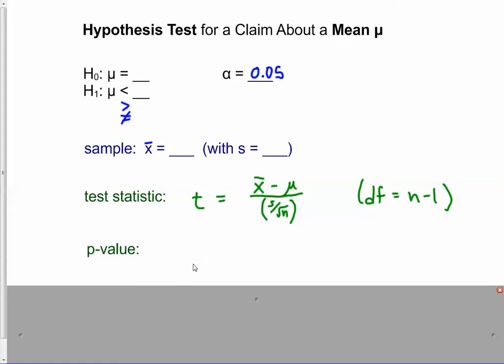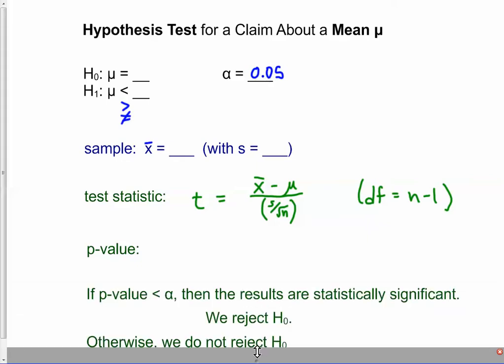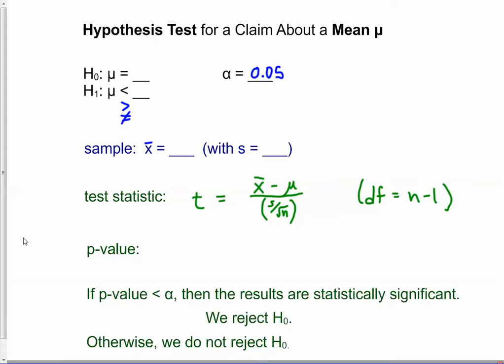You interpret the p-value by comparing it to your alpha. And once again, if your p-value is less than alpha, then it's statistically significant and you reject the null hypothesis, because that means getting this data in a world where the null hypothesis is true was really unlikely, but you did, so maybe we don't live in a world where the null hypothesis is true. So you reject it. Otherwise, if the p-value is bigger than alpha, you don't reject it.